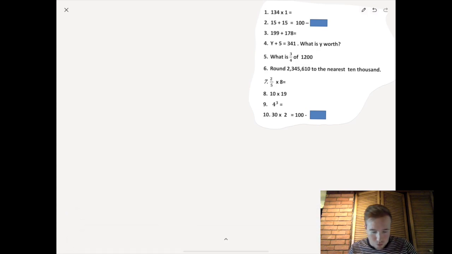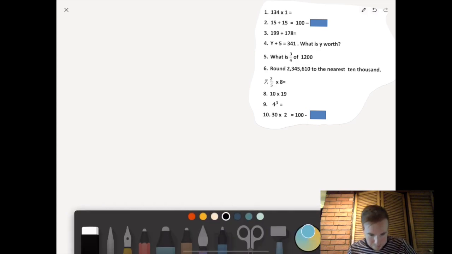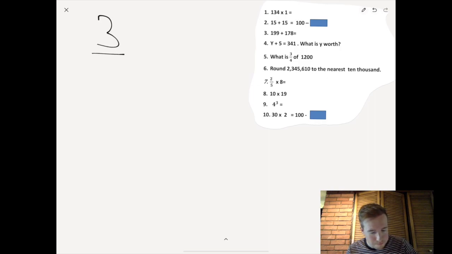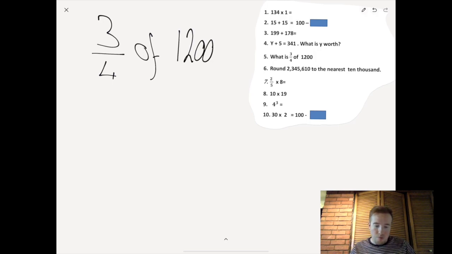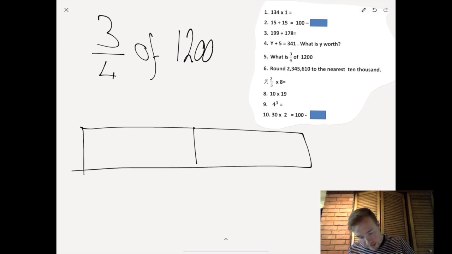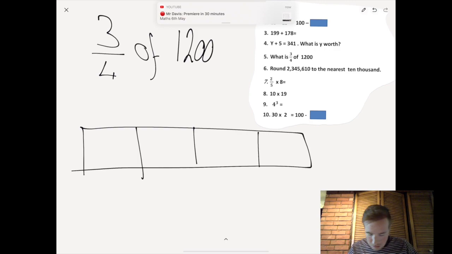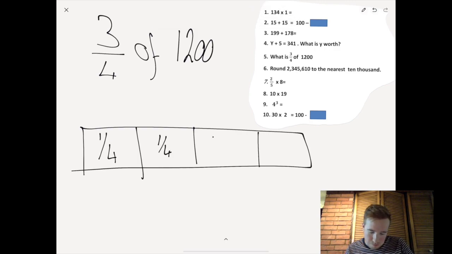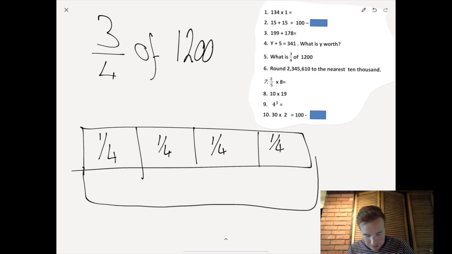3/4 of 1,200. Draw a bar model for this one. Split it there, there, and there. So that's a quarter, that's a quarter, that's a quarter, and that's a quarter, and the whole thing adds to, lovely and neat, 1,200. And I own 3 of them, so I own that one, that one, and that one.